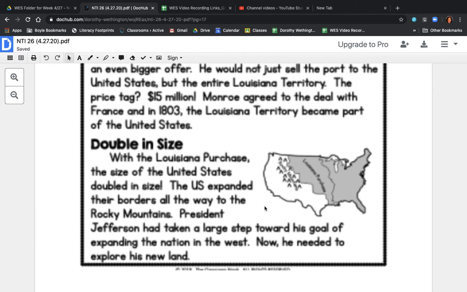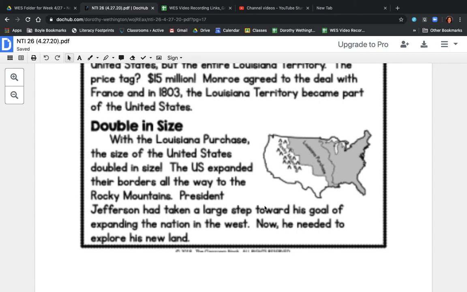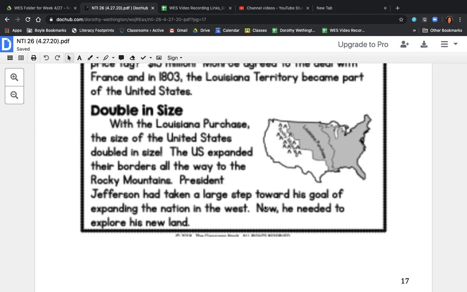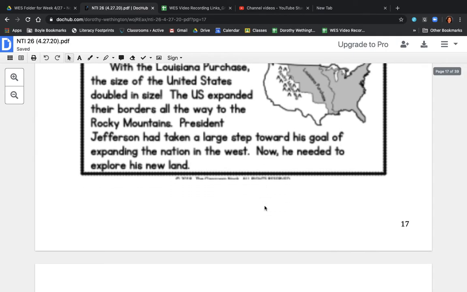Double in size. With the Louisiana Purchase, the size of the United States doubled. The U.S. expanded their borders all the way to the Rocky Mountains. President Jefferson had taken a large step toward his goal of expanding the nation in the West. Now he needed to explore his new land.